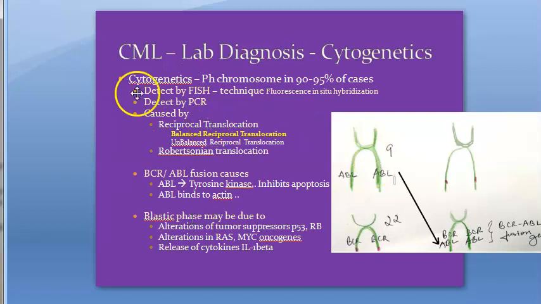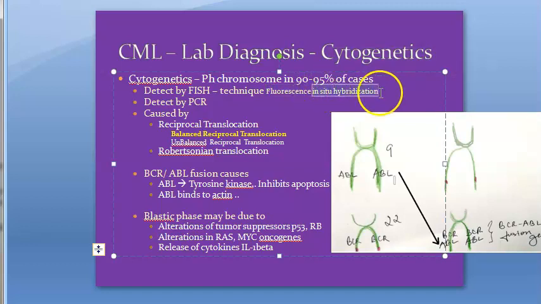Then cytogenetics, you can detect by FISH and PCR. FISH is fluorescence in situ hybridization. This is why CML happens, because of reciprocal translocation. Say reciprocal. This is because of all these cytogenetics.